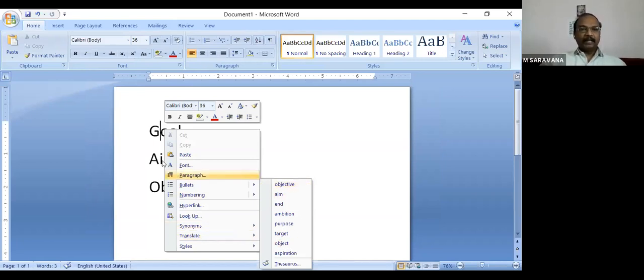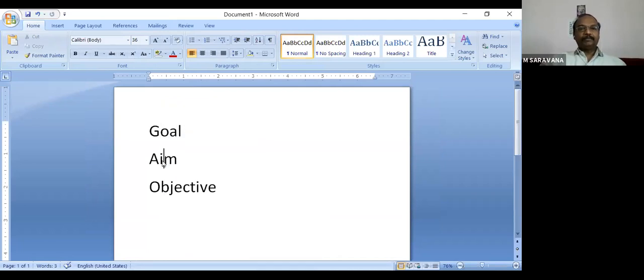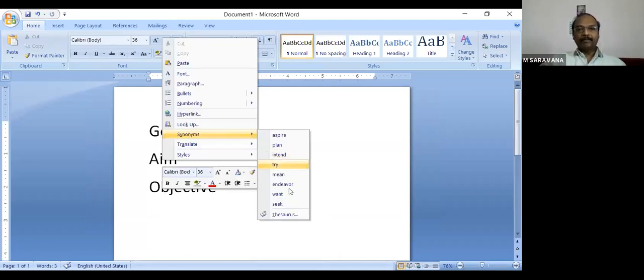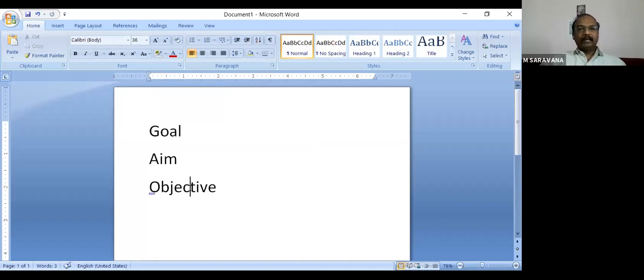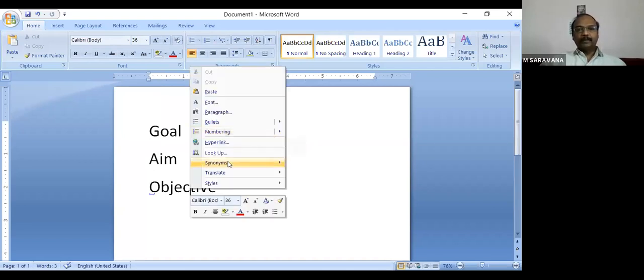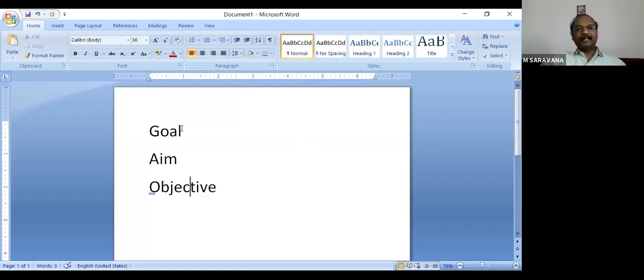And you type aim and see the synonyms for aim, you can see plan, and even goal, objective, and all. And for objective, you see aim, goal will be there. For aim, you see goal is also there. So the three terms or three words are showing synonym to each other.